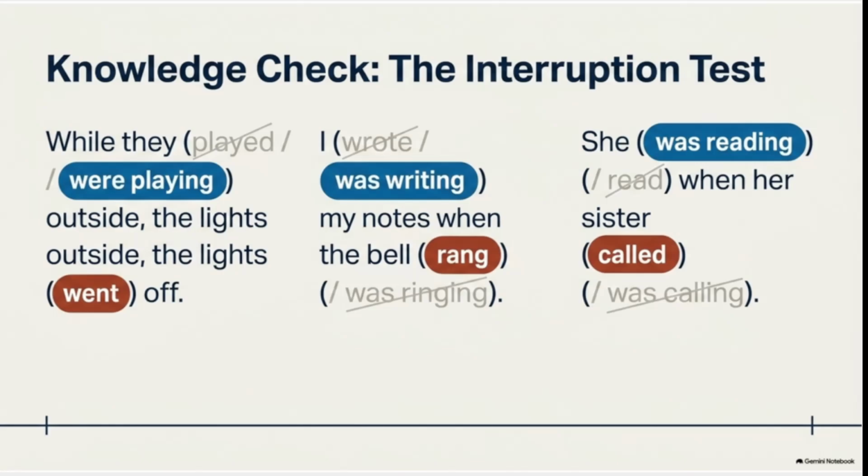Let's try another example. I was writing my notes when the bell rang. The correct answer is was writing because writing was in progress. And rang because the bell rang suddenly and interrupted the action.